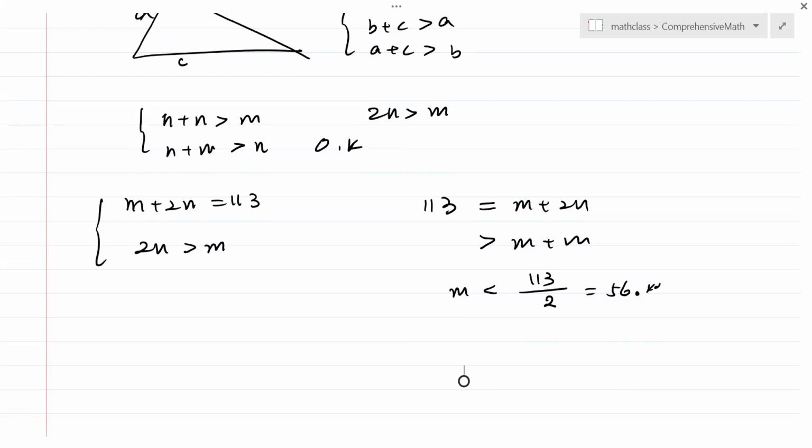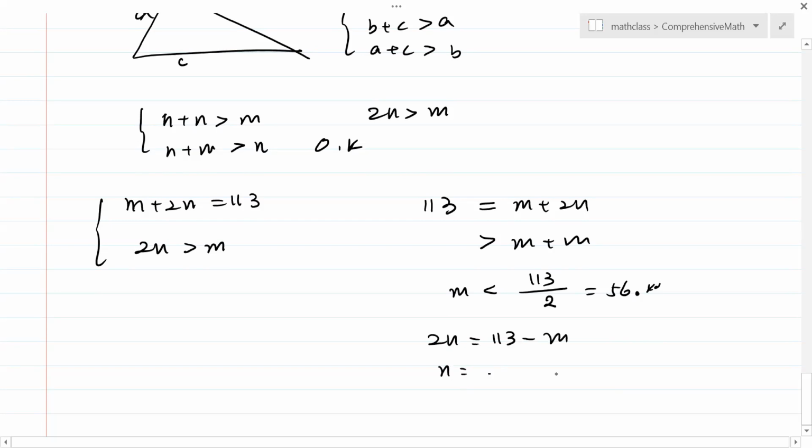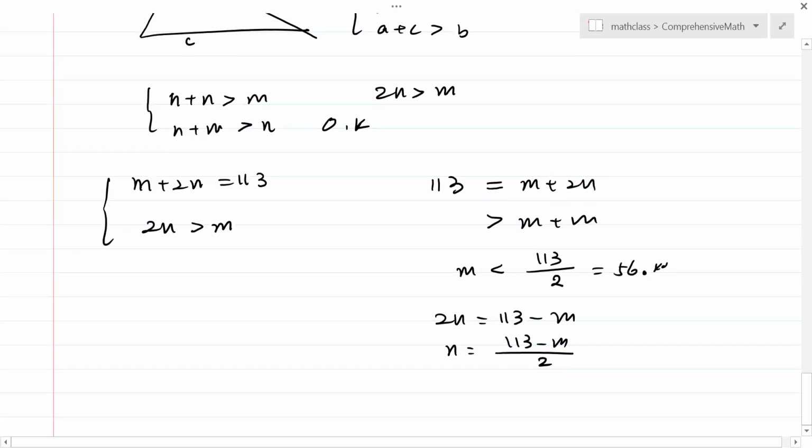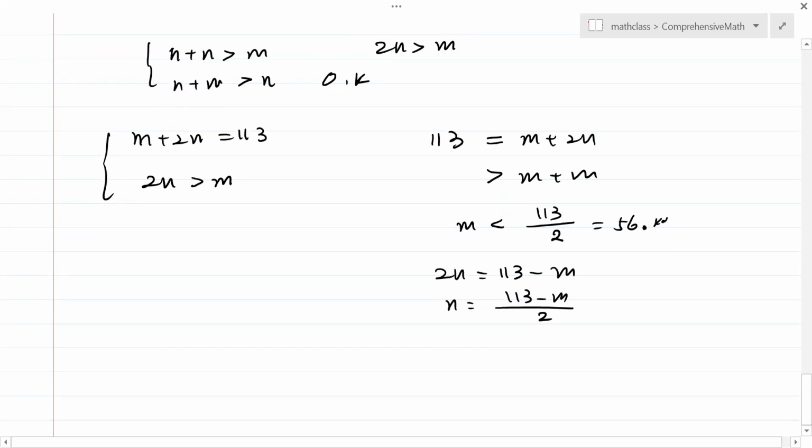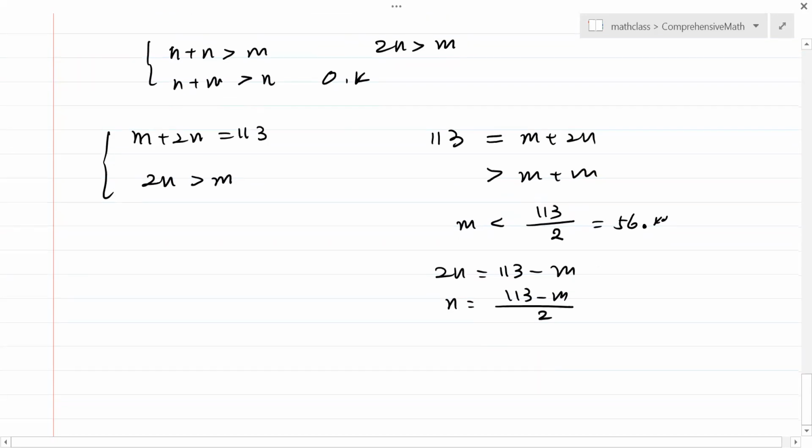But maybe we should try different integers for n. Otherwise, you still have to solve for n, right? 2n equals 113 minus m, so not all the choices for m are going to give a solution for n. You have to only count those numbers. That's a little bit complicated, so you can try.